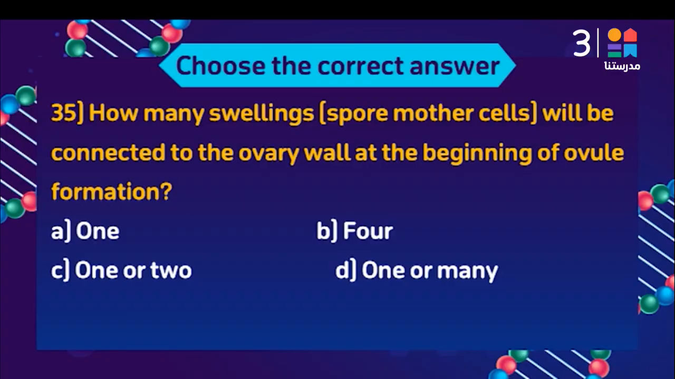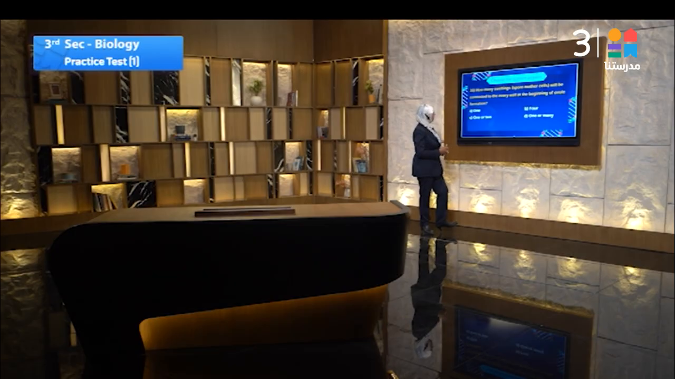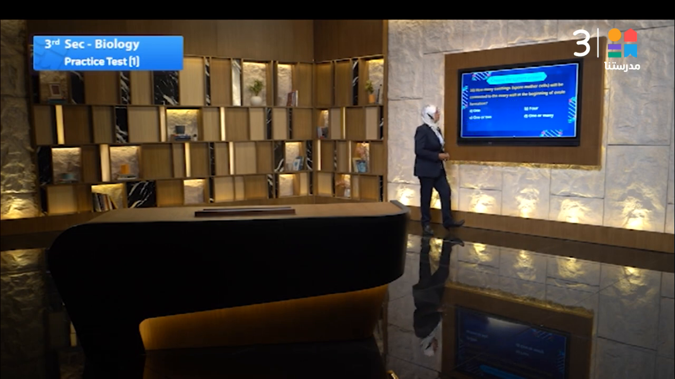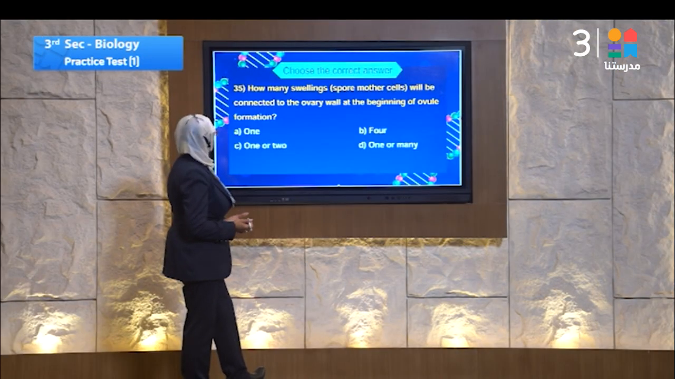Question 35 speaks about how many swellings. Swelling means protrusion. Yes, an increase in the wall of spore mother cells will be connected to the ovary wall at the beginning of ovule formation. Ovule formation, spore mother cells in the plant cell, not in animal, not in human. So how many swellings will be connected to the ovary wall? How many of them? 1?